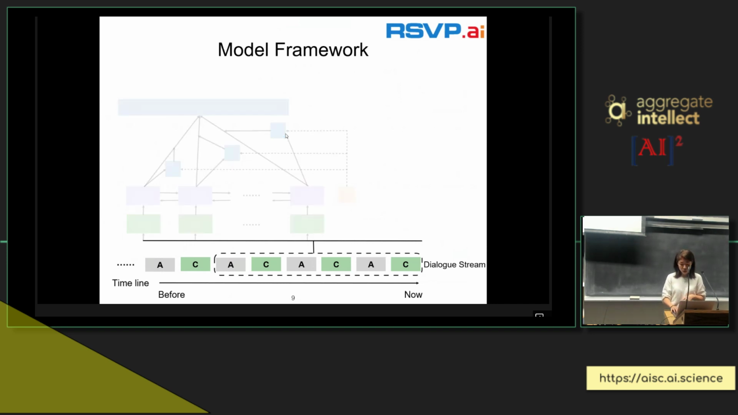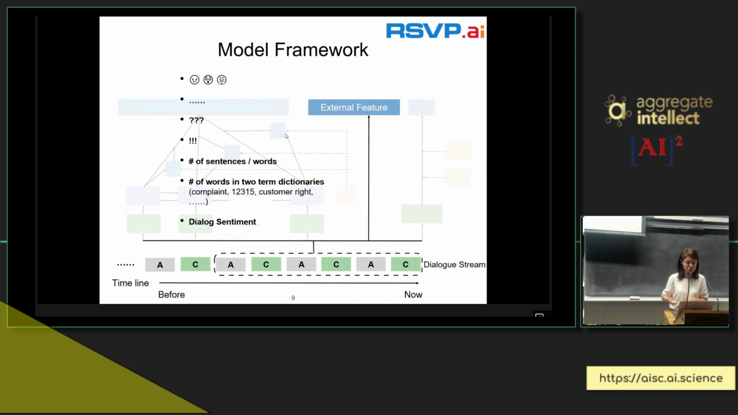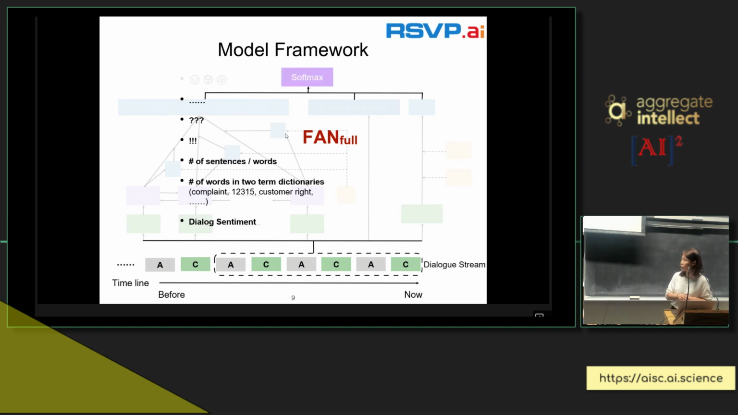And we also add in some other external features. These external features are also commonly used NLP features. For example, the emotion or emojis in the sentences, and the use of different special punctuations, for example question marks, and how long the sentence is, how many words are used by the agent or by the customer. And also we collected two special dictionaries. These two special dictionaries are the common words that are used by the customers who go into the complaint process. So we counted the uses of these special terms. And then we combined everything together into the FAN full model, and then connect everything into a softmax layer, and then go to the classification.